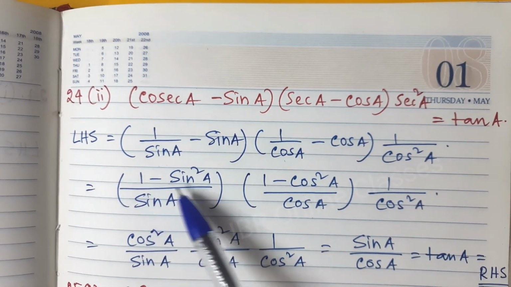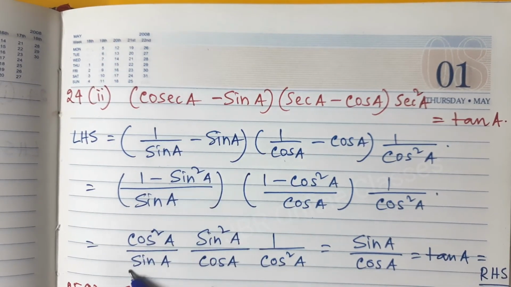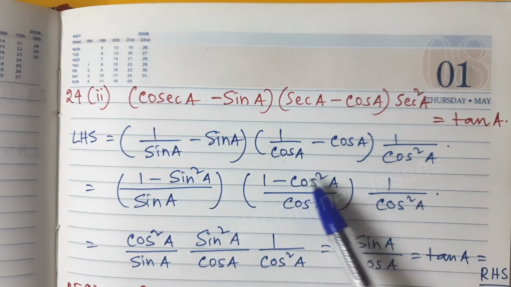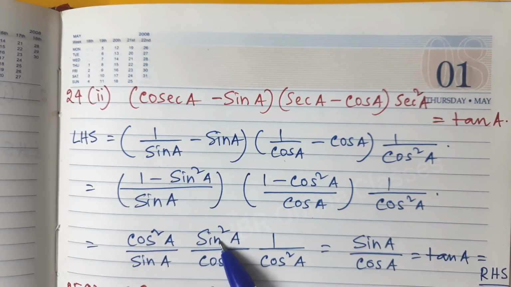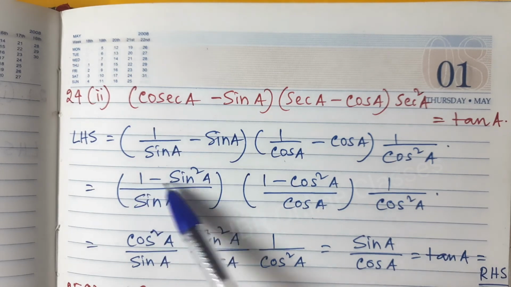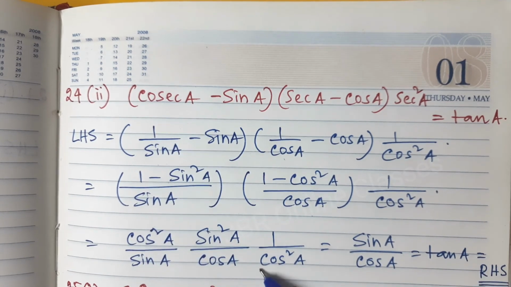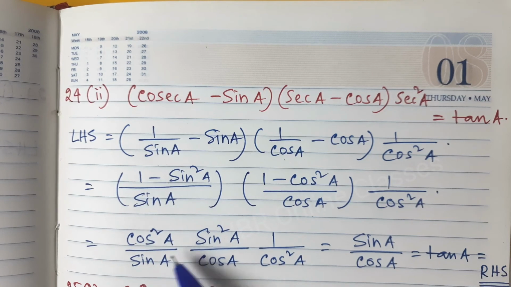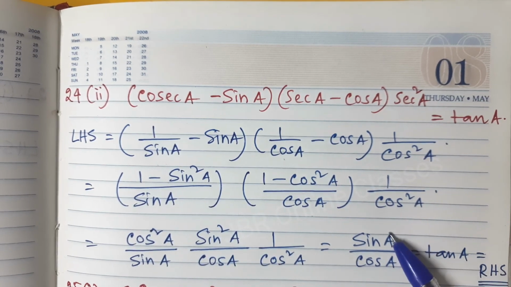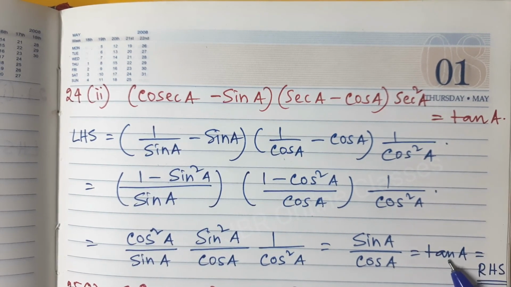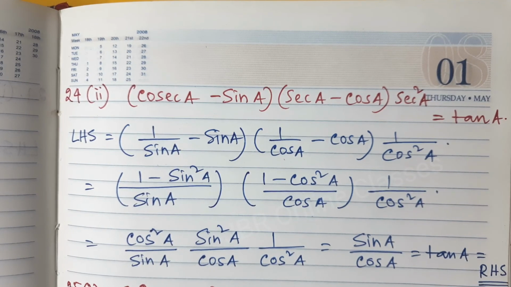Now 1 minus sin square a is what? Cos square a. And 1 minus cos square a is sin square a, because these two are from the formula sin square a plus cos square a equal to 1. So this cos square a will get cancelled with this cos square a. Finally, sin a will get cancelled. So you are having sin a by cos a, that is tan a. So that is the right hand side.